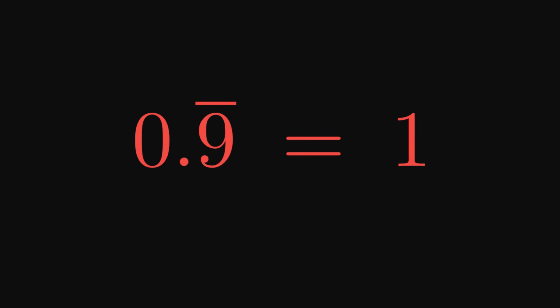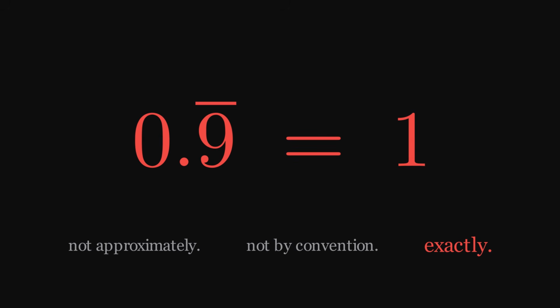0.9 repeating equals 1, not approximately, not by convention, exactly the same number, written two different ways. In the same way that 2 plus 2 equals 4, in the same way that 1/2 equals 5/10, in the same way that any number can have multiple notations, and the notations still refer to the same underlying object. It is one of the cleanest examples in mathematics of a true result that runs head-on into stubborn intuition. The intuition is wrong, the math is right, and the disagreement is what makes the question worth thinking about.